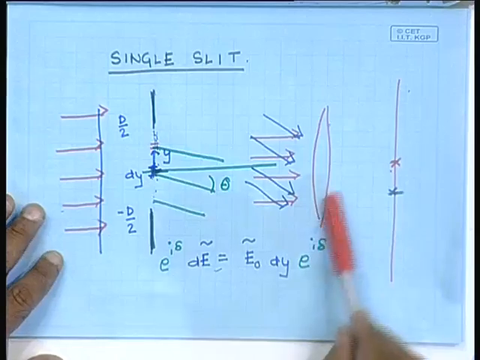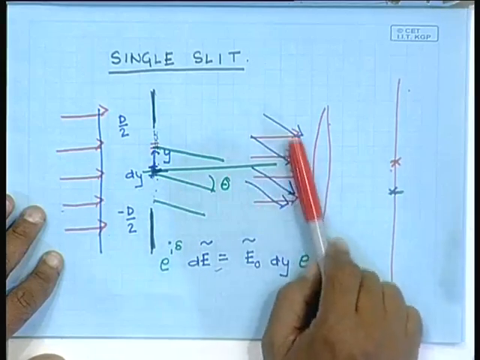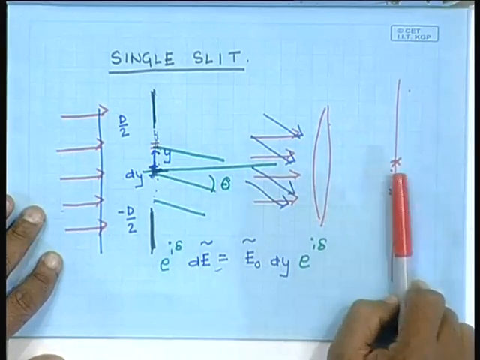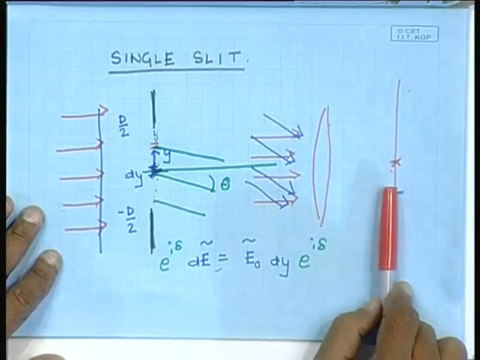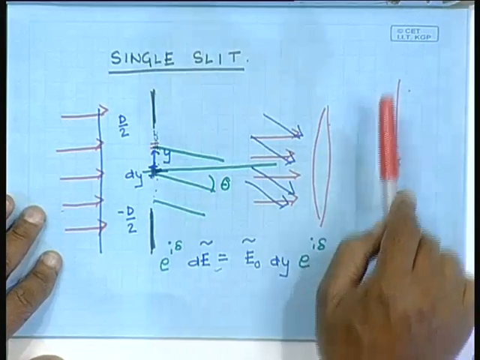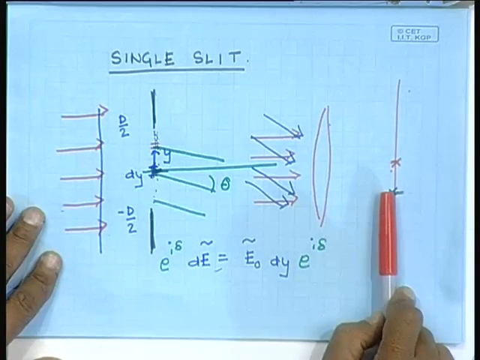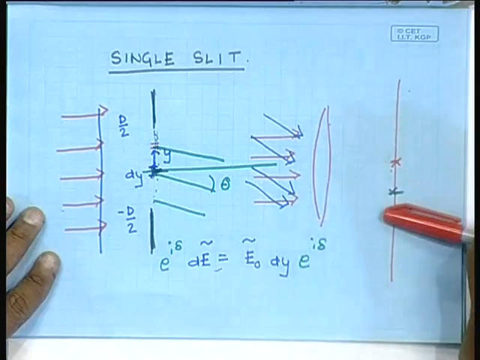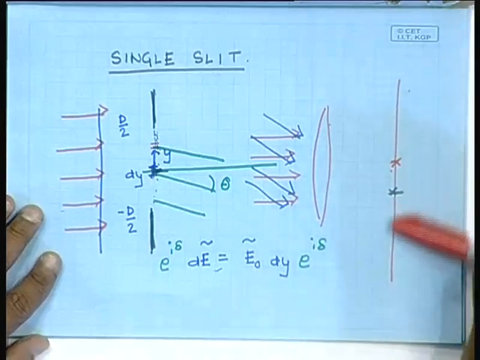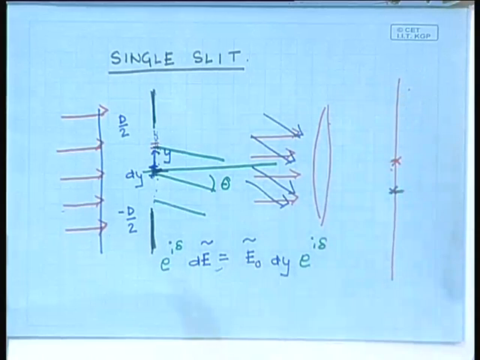Okay. And this is the main bright spot that you have. It is going to have a width of twice lambda by d, and then you are going to have more bright spots located on both sides. The intensity of these bright spots is going to fall, and then you are going to have even further bright spots located even further away. They are going to be fainter. You are going to have a sequence of bright spots like this which are going to be equally spaced, and the intensities are going to be smaller and smaller.